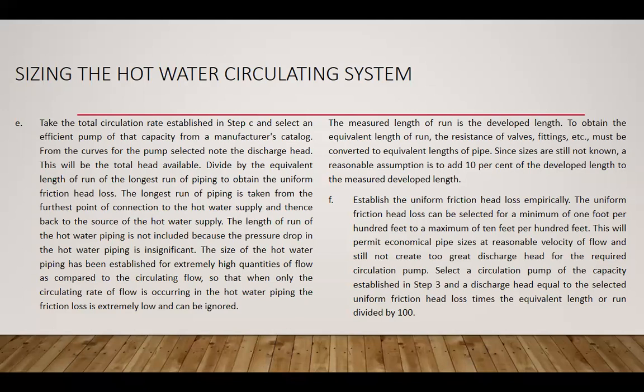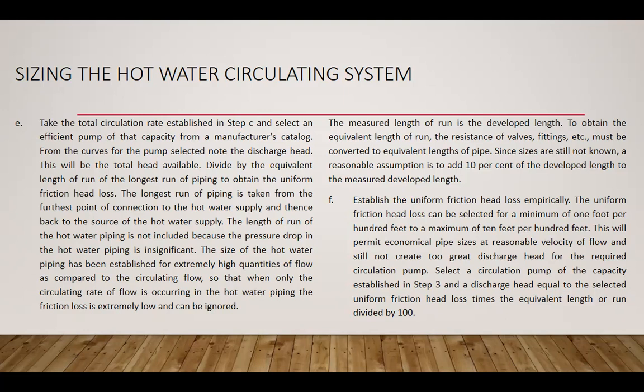Take the circulation rate established in step C and select an efficient pump of that capacity from a manufacturer's catalog. Pump required for the pump selected, not the discharge head. This there will be the total head available. So maghanap ka ng catalog para kaya kang basihan. Divide by the equivalent length of the run of the longest run of piping to obtain the uniform friction head loss. Saan ang technique? The longest run of the piping is taken from the farthest point of the connection to the hot water supply and then back to the source of the hot water supply.